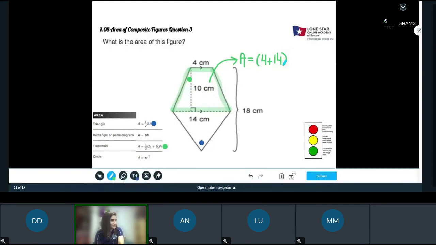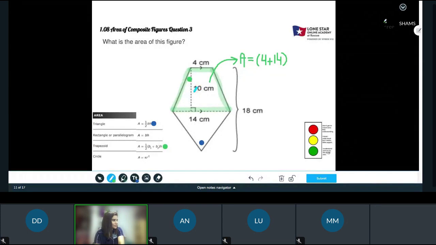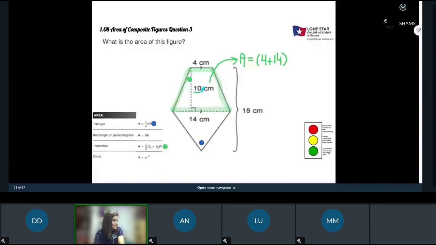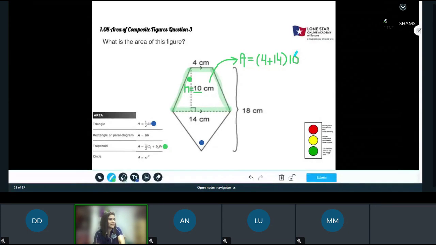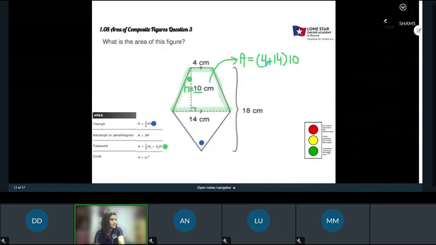No problem, Heaven. Height of the trapezoid is 10. This is the height of the trapezoid. So I will multiply it by 10. I'm going to do 4 plus 14, that is 18, times 10, 180, divided by 2. Area of the trapezoid being 90.